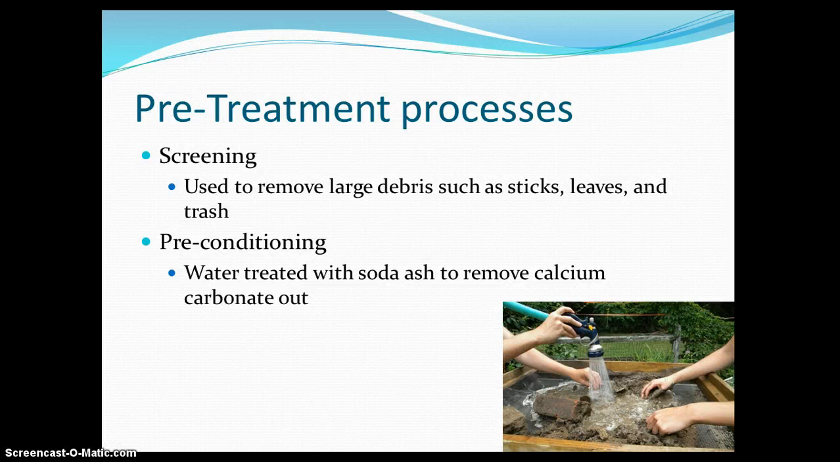So what are some processes that we could use to treat the water? All right, at first we need to screen it. Okay, so before we can even put it in our actual unit, we need to screen it, and this is going to get rid of those sticks and leaves and other debris that could have been collected in our raw water sample. After that, we're going to use soda ash to remove the calcium carbonate.